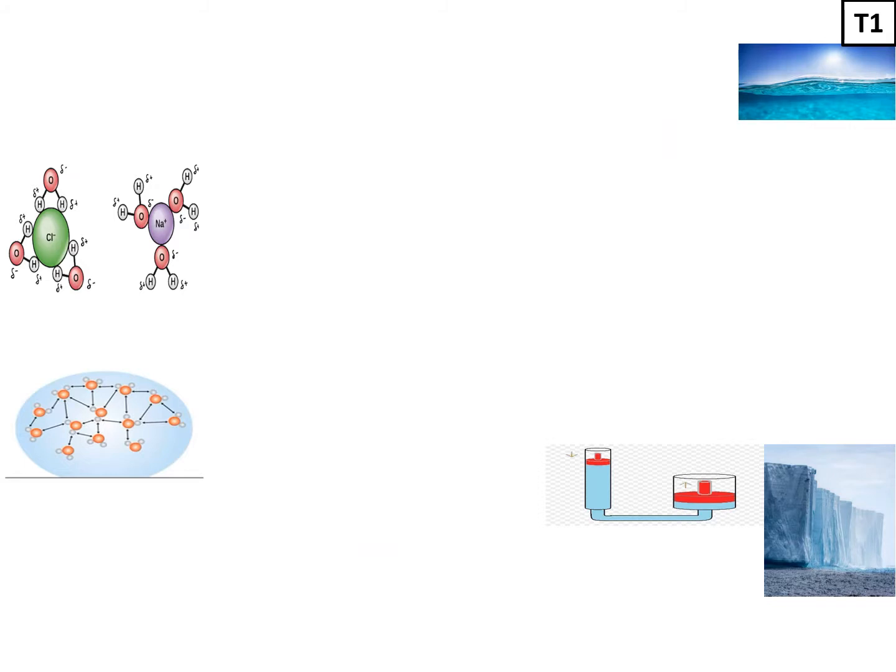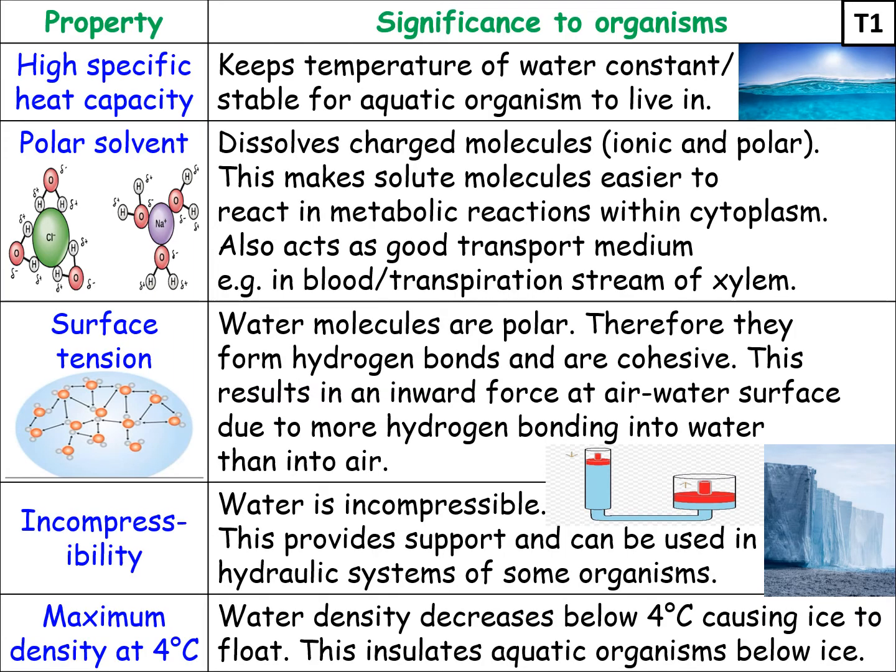Another significance to organisms due to the polar properties of water is the fact that water has a very high specific heat capacity. This means that you need to give it huge amounts of energy to change its temperature. So by having a high specific heat capacity, the temperature of water remains constant or stable for aquatic organisms to live in.